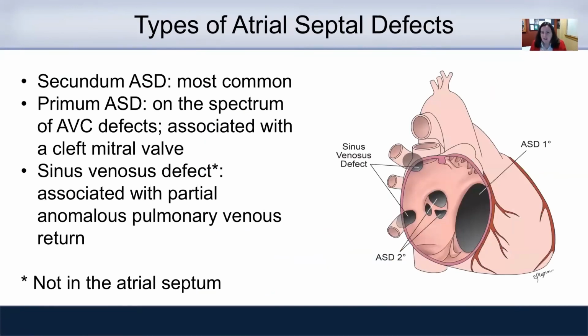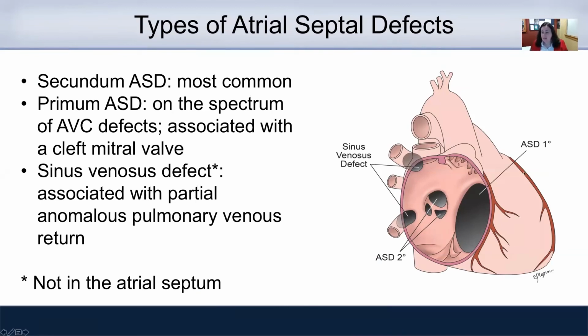I enjoy imaging patients with atrial septal defects, recognizing that there are several types. And this is something that you may discover in an adult for the first time. The most common type of atrial septal defect is depicted here as a secundum atrial septal defect. That really is in the middle of the atrial septum.